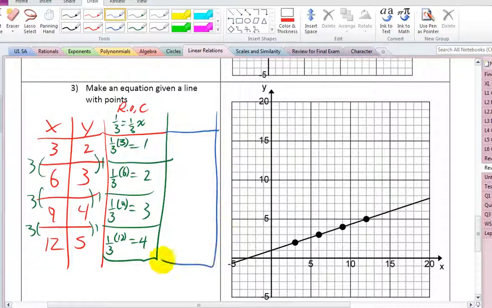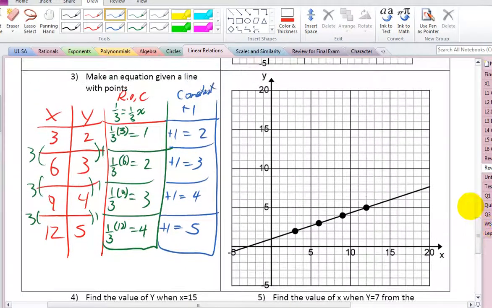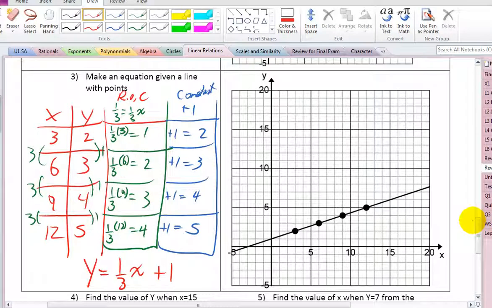Okay. Then you're looking at your constant. Your constant here, adding by 1, plus 1 to each of them. So plus 1 equals 2, plus 1 equals 3, plus 1 equals 4, plus 1 equals 5. So now your constant is given the proper output numbers. So looking at your equation, this column is y, this column is 1/3 of x, and this last column is plus 1. There's your equation. y equals 1/3 x plus 1.